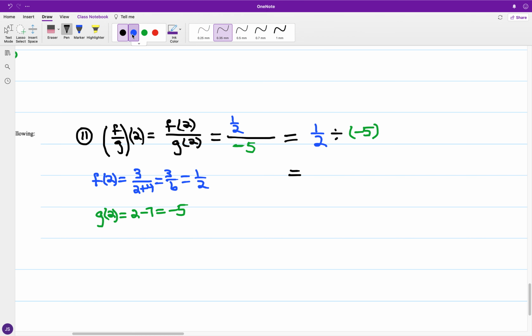And in the follow through, if I divide by a number, it's the same as multiplying by the number's reciprocal. The reciprocal of -5 is going to be -1/5. And so we're going to have 1/2 of -1/5. A positive times a negative is a negative. 1/2 of 1/5 is going to be 1/10. So for this composition, at x equal to 2, the result we have is -1/10.